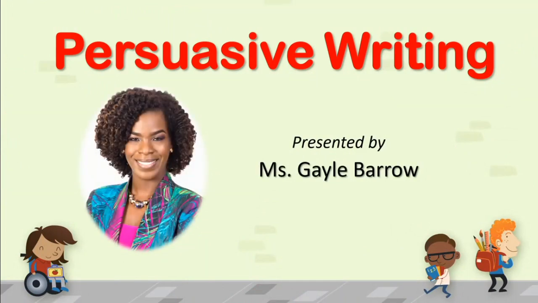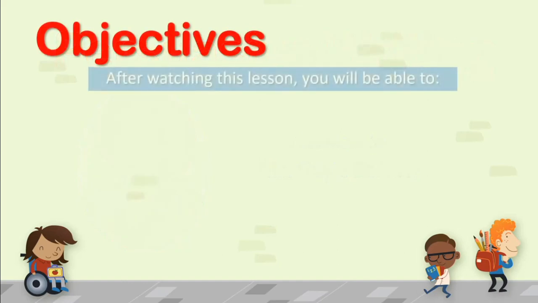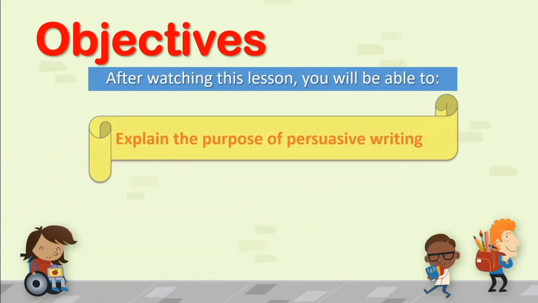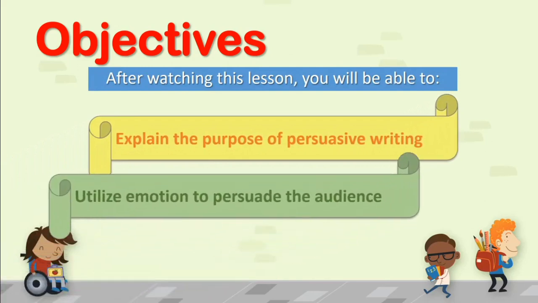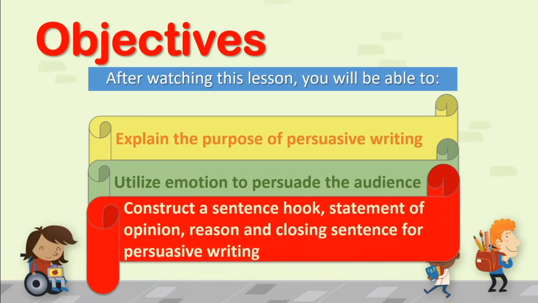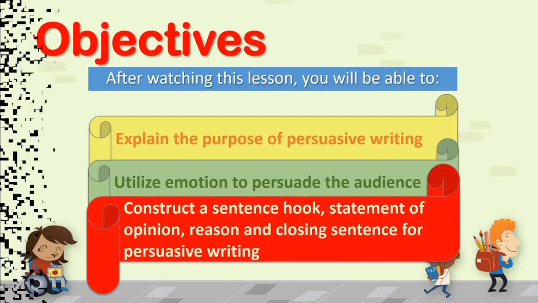Today, we will focus on the structure of persuasive writing and how to use emotion in your writing to persuade. First, let's have a look at the lesson objectives. After watching this lesson, you will be able to explain the purpose of persuasive writing, use emotion to persuade the audience, and construct a sentence hook, statement of opinion, reason, and closing sentence for persuasive writing.